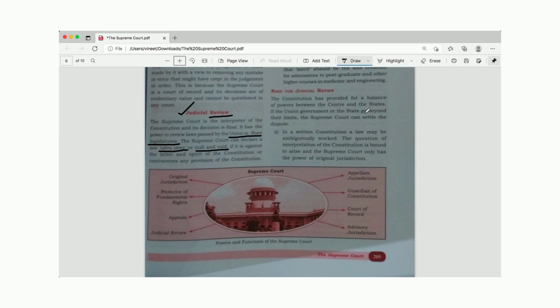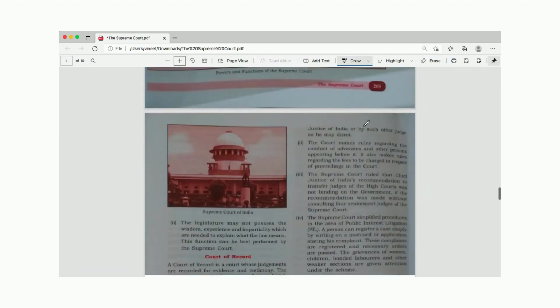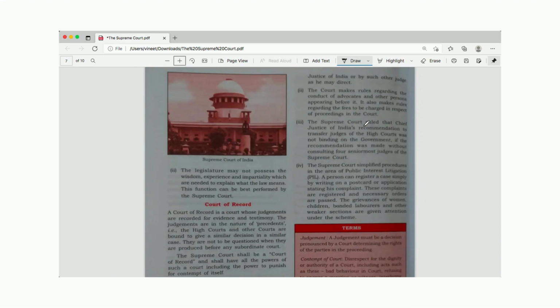Need for judicial review, again you can read, because in a written constitution, some laws may not be really understood well by the people. And if the legislature falters in this lawmaking process, the judiciary may correct it by using its power of judicial review.